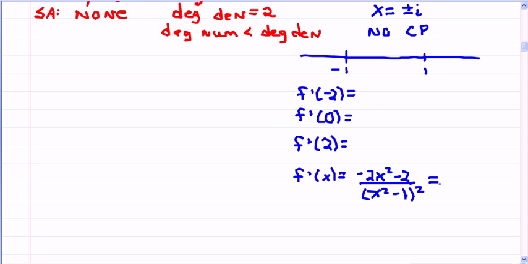I want to take these 3 points and substitute them in the first derivative, and if you'd like, you can factor the first derivative and write this as negative 2 times x squared plus 1 over x squared minus 1 squared. For each of these 3 points, you will have a negative 2 on top times a positive value inside parentheses, and then over a positive value in the denominator. So the answer will be negative, which means that it will be decreasing to the left of negative 1.